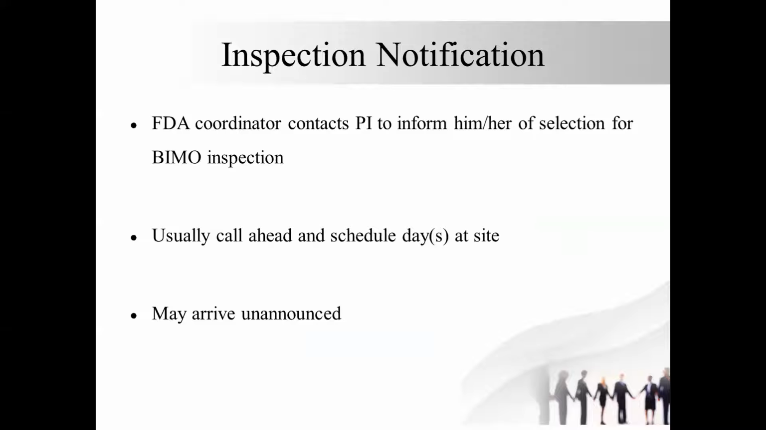The first thing that happens is the PI of the particular trial is notified. The FDA coordinator contacts the PI and says that there's going to be an inspection, and this is usually scheduled well ahead. In our experience, we had the notification given almost about 2 months earlier, but you'll also have to remember that if there are certain indications, they may even come unannounced.